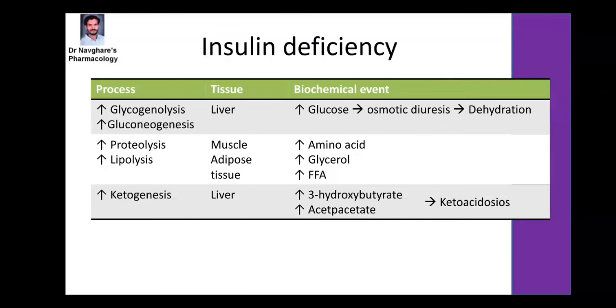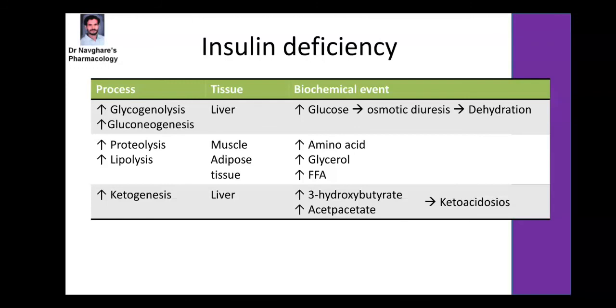So, insulin deficiency. This table gives an idea about insulin deficiency and which biochemical reactions take place during that process. Increase in glycogenolysis in liver. Because of increase in glycogenolysis, glucose increases. Because of that, osmotic pressure increases and dehydration takes place. Secondly, increase in gluconeogenesis. Increase in glucose production from non-carbohydrate moiety is called gluconeogenesis.